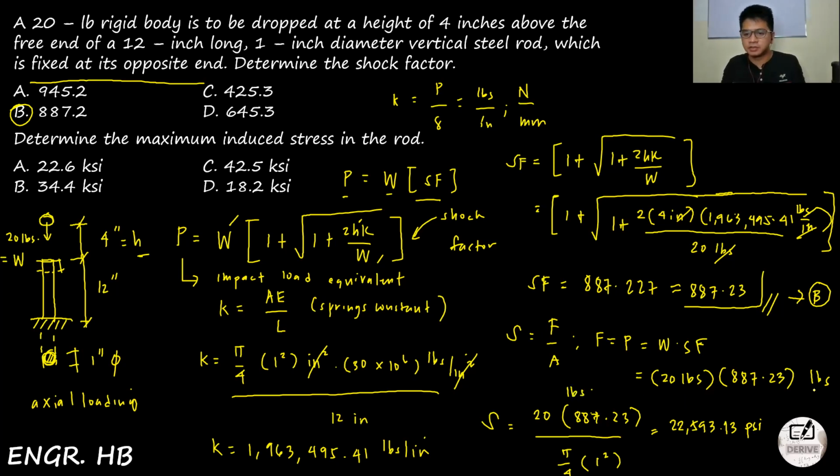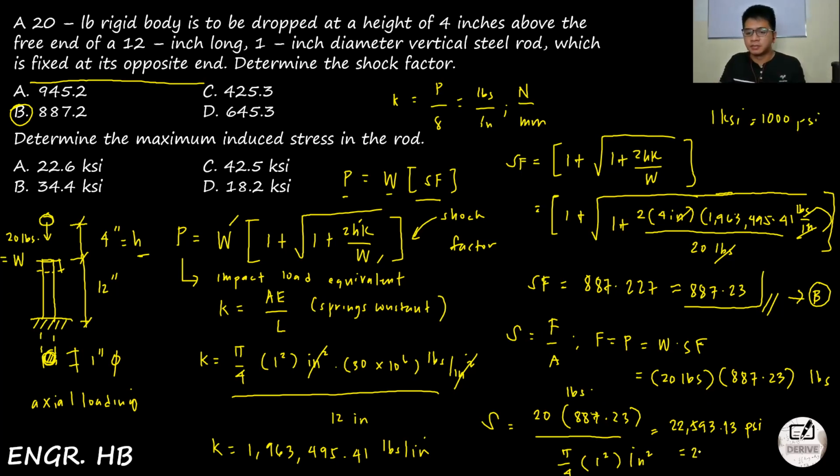So this is pounds because it is pounds. And your denominator is square inches since that's a cross-sectional area. So pounds per inches squared. So that is PSI. But the choices is on KSI. So we all know that 1 KSI is 1,000 PSI. So that will become, divide mo ng 1,000.